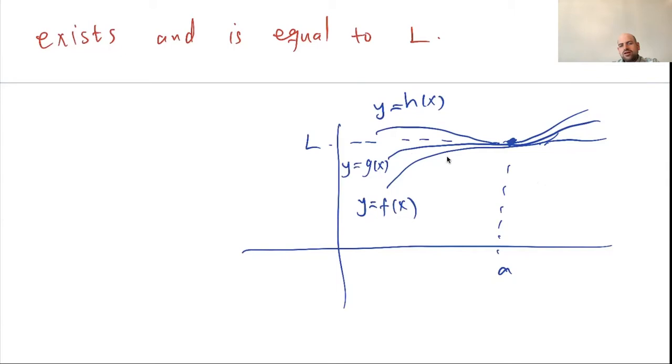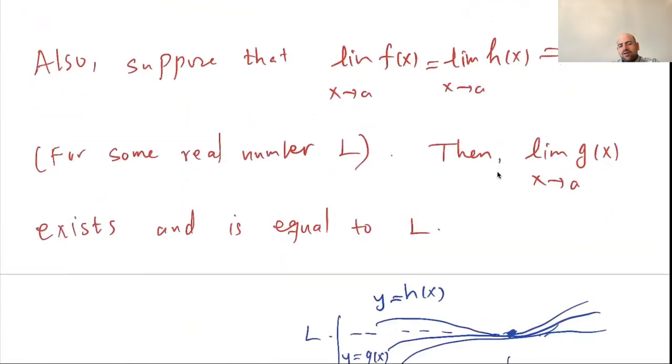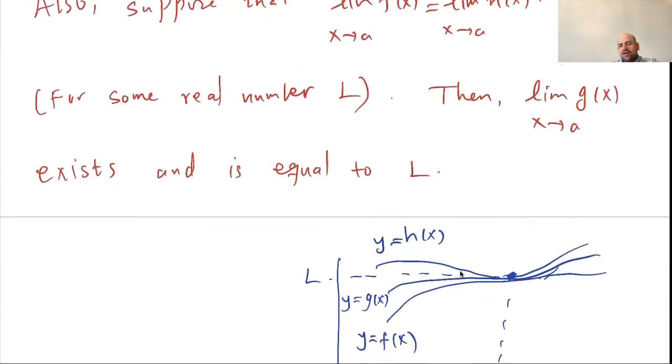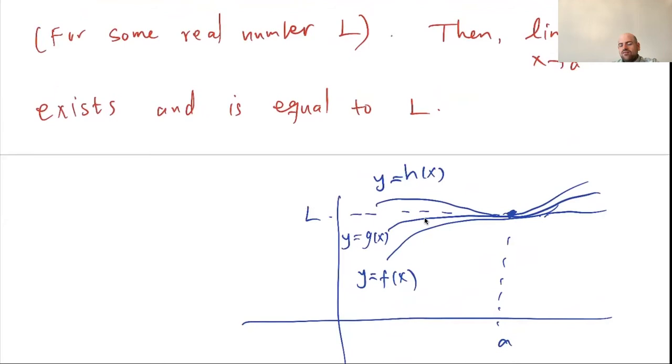Now the above and below functions, both of them at some point a have limits, and their limits are equal. h of x is the above function, g of x is the middle function, f of x is the below function. Both the above and below functions have limit L at a. Then the middle function, which is squeezed between them, must have the same limit, L again.